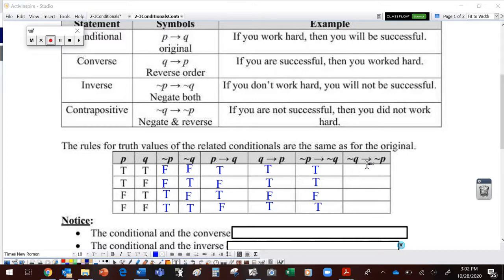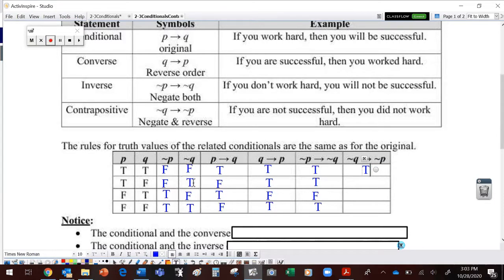And then lastly, we have the contrapositive. And with the contrapositive, we negate both statements and we reverse the order. So instead of the original if P then Q, we have if not Q, then not P. All right, so this one's all kinds of jumbled up. So we're going to look at these two columns, okay, not P and not Q. The not Q is going to be our hypothesis, and the not P is going to be our conclusion. So if not Q, then not P. So not Q is false. If the hypothesis is false, that means that the entire statement is going to be true.